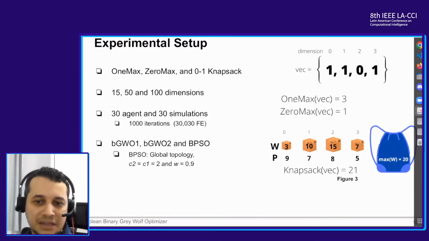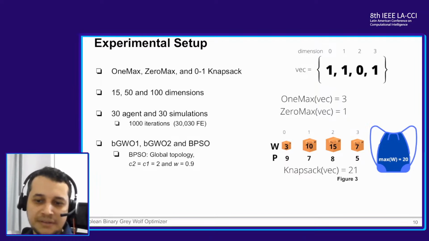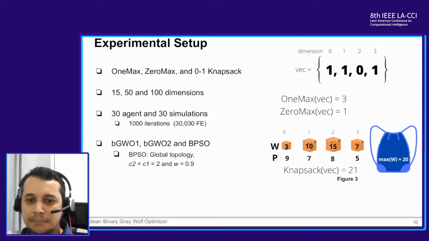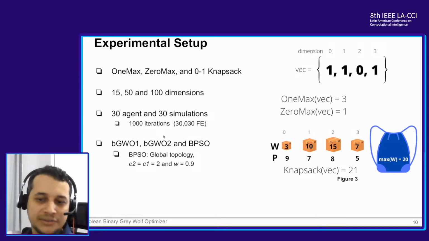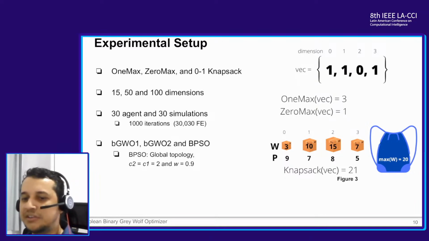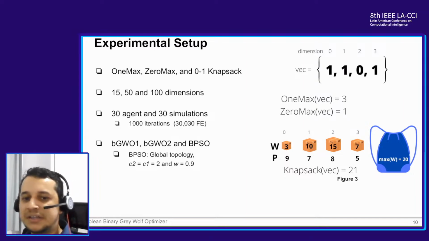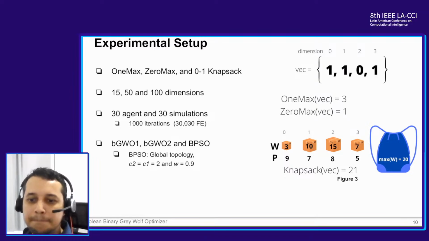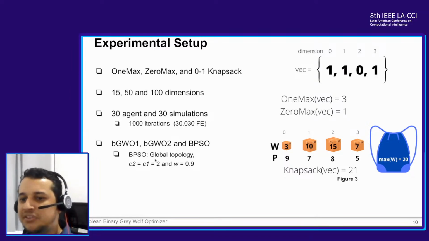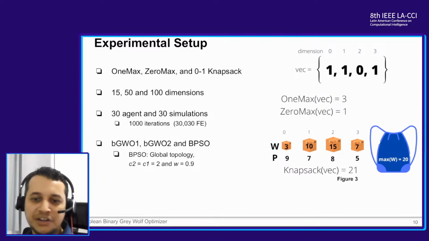Now I'll show you our experimental setup. We used 1max and 0max. They are two opposite problems where we need to find the maximum of 1s and 0s respectively. Also, we simulated the 0-1 knapsack problem, where the challenge is filling items into a bag, a knapsack, in an efficient way. We have 3 scenarios for each problem using 10, 50, and 100 dimensions, with 30 agents in all of them. We performed 30 simulations for each scenario with 1,000 iterations per simulation. We compared our results with 3 binary optimizers: binary PSO, BPSO, BGWO1, and BGWO2. BGWO1 and BGWO2 are binary GWO versions that use continuous operators.